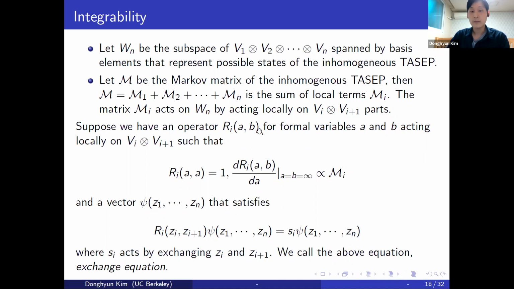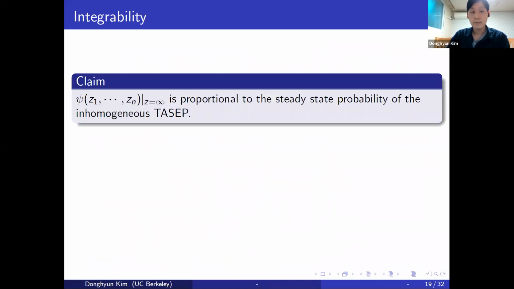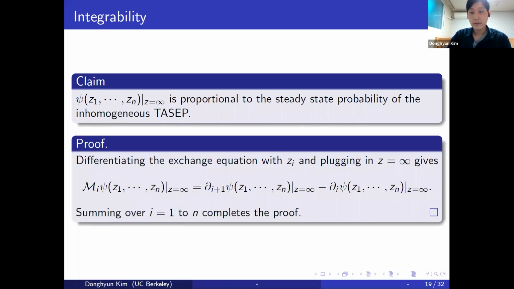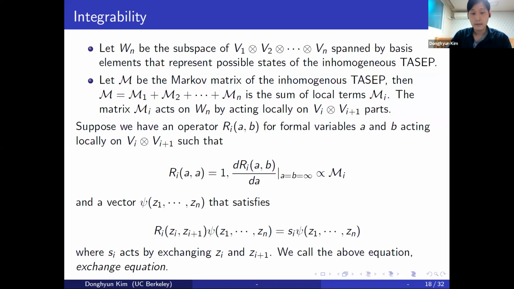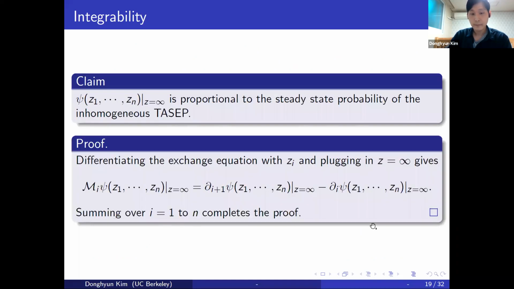So suppose we have an operator R_i and a vector satisfying the exchange equation. He showed that if we specialize the vector at z equals infinity, then that vector is proportional to the steady state probability of the inhomogeneous TASEP. And the proof is straightforward. If we differentiate the exchange equation in the variable z_i and plug in z to infinity, this is it.